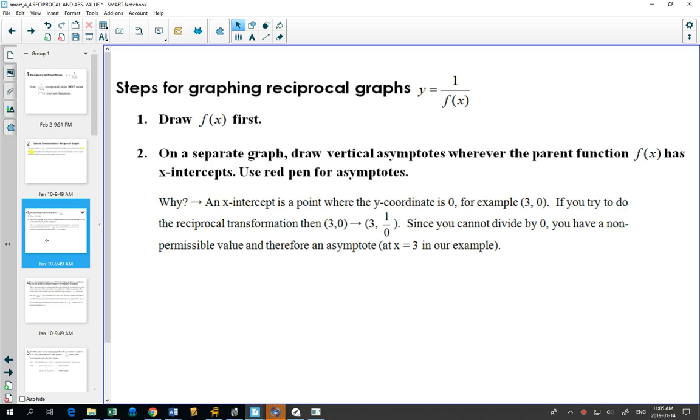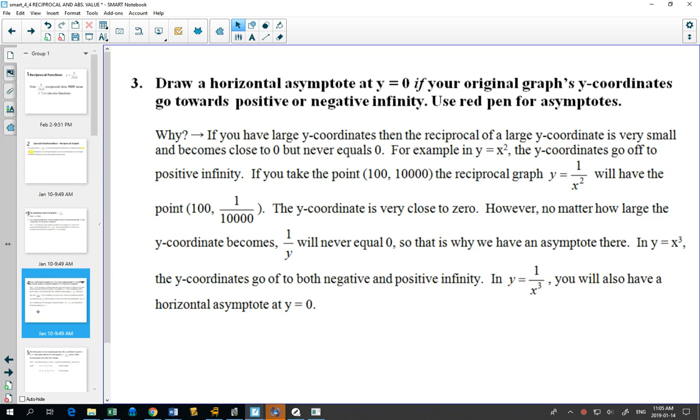So we're going to go through the steps rather quickly, and then we'll do some actual examples so you can see what this actually looks like. Step 3. You're going to draw a horizontal asymptote at y equals 0 if your original function goes up forever or down forever. In other words, if its range goes off to infinity or negative infinity, then you're going to draw an asymptote at y equals 0.